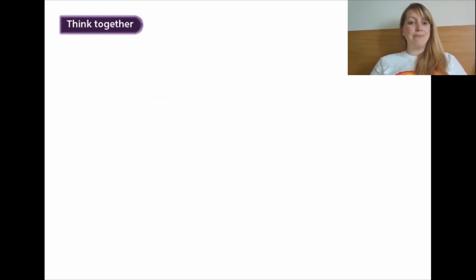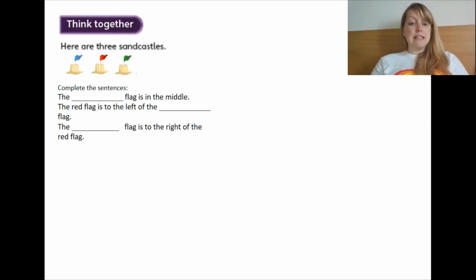So, think together. Here are 3 sandcastles. Now, this is my turn first. There's a blue stripy one, a red one, and a green dotty one. So first of all, it's saying, complete the sentences. The something flag is in the middle. Now, I can see here the red flag is in the middle. And then it says the red flag is to the left of the something flag. So that is the left side, but we're saying that the red flag is on the left, so the other flag must be on the right. So it must be the green spotty flag. Hooray!